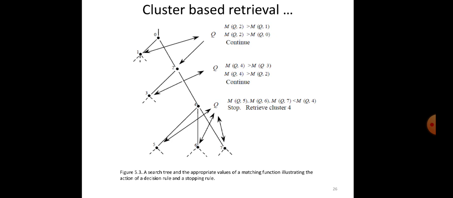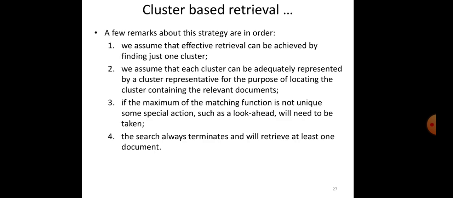Hope it is clear. So we should have a decision rule and a stopping rule. Here the decision rule is comparing of matching function. Hope it is clear. So in this scenario, we will be assuming that effective retrieval can be achieved by finding just one cluster. That is the effective retrieval strategy.